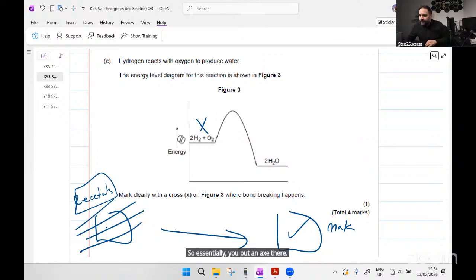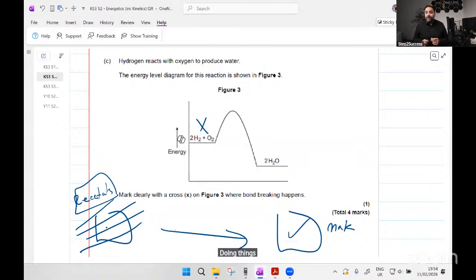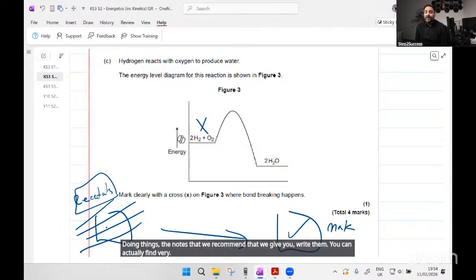What is the best way to study efficiently? A good way, I imagine, is asking questions and doing things. The notes that we give you, write them. You can actually find very good quality videos on the internet about a lot of the stuff that you need to learn, including the ones that we have that you have access to in theory. But everybody's slightly different when it comes to how you revise or study.